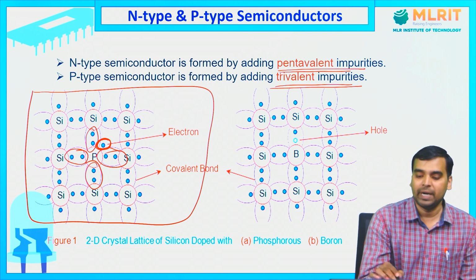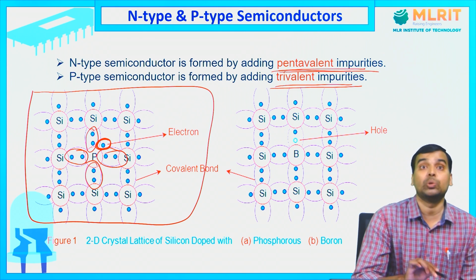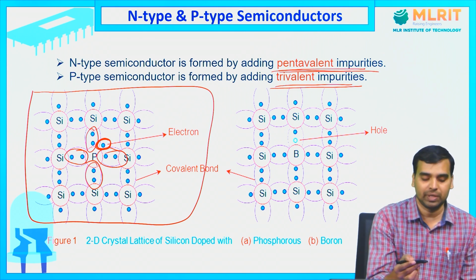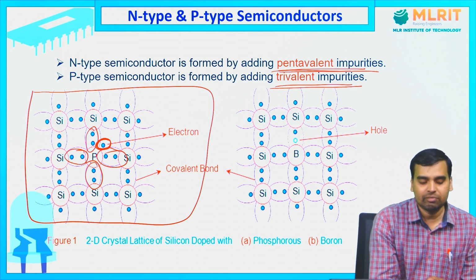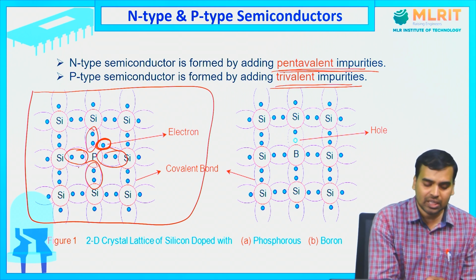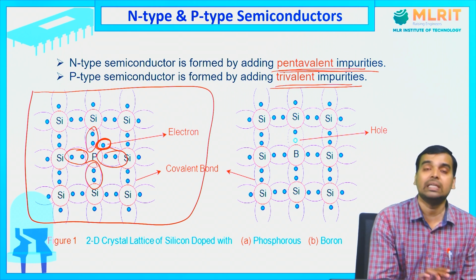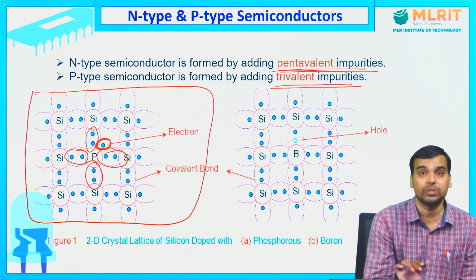That's why pentavalent impurities are also called donor impurities. Each impurity atom will donate one free electron in an N-type semiconductor. This is the formation of an N-type semiconductor.